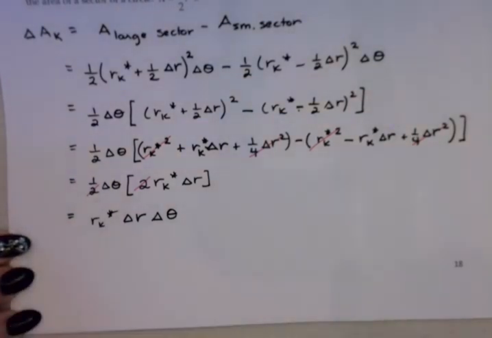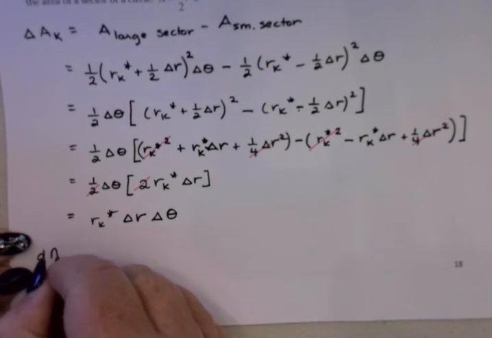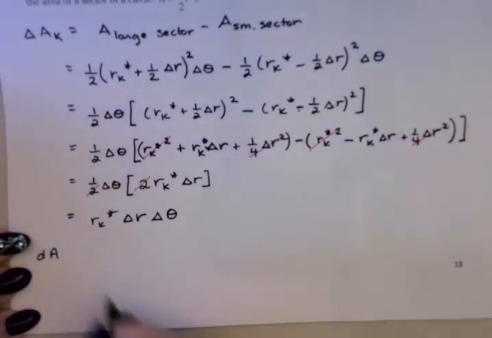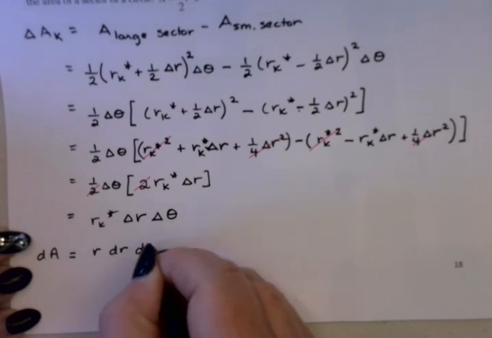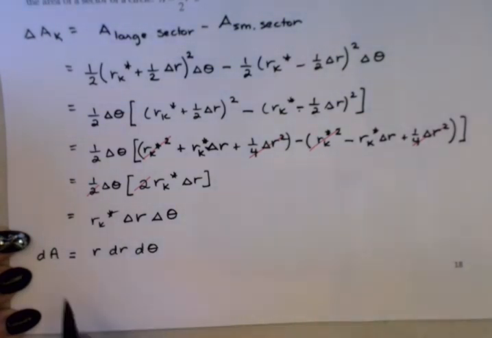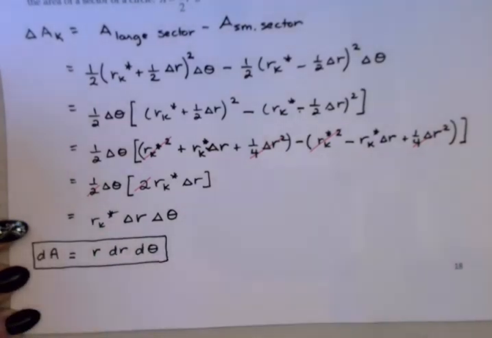If I let all of my pieces become infinitesimally small, in the limit I could rewrite that as the differential dA. If everything's infinitesimally small, the r k star is just r. There's really only one point in my little area now. And the delta r becomes dr, and the delta theta becomes d theta. So there is the form for dA if I'm going to do my integral in polar coordinates.